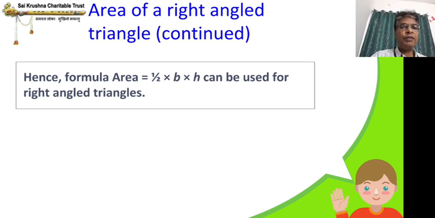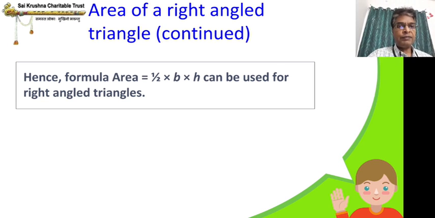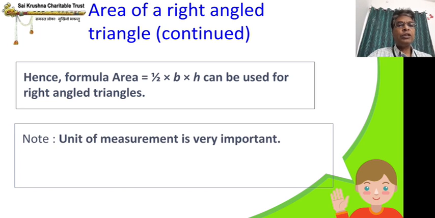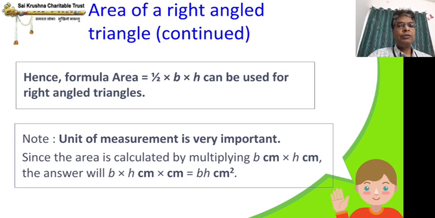So this is possible. Since we are verifying for each different type of triangle, this right angled triangle is possible. So see a note here, unit of measurement is very important. You can see, since the area is calculated by multiplying b centimeter into h centimeter, half into b into h, correct? B is centimeter, h is centimeter. The answer will be b into h centimeter into centimeter equal to bh centimeter square. So the unit of measurement is to be clearly mentioned, otherwise you may not get full marks in the test.